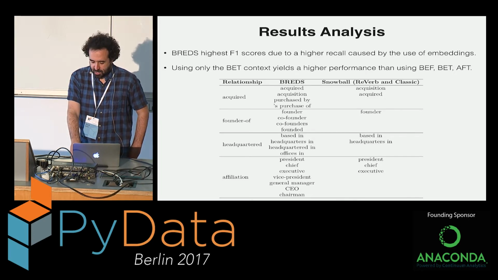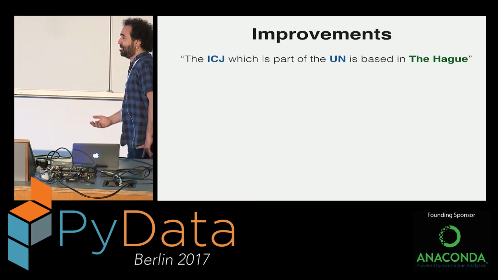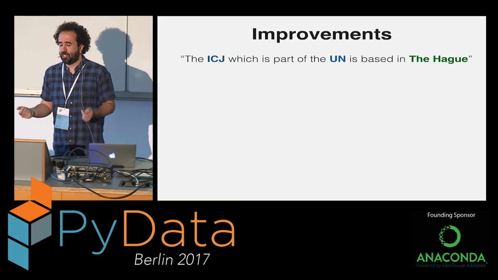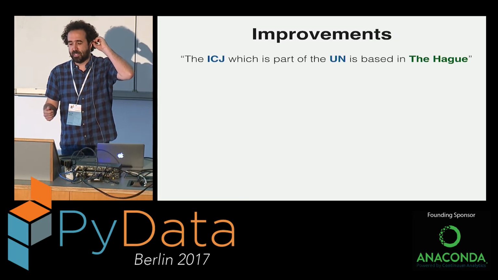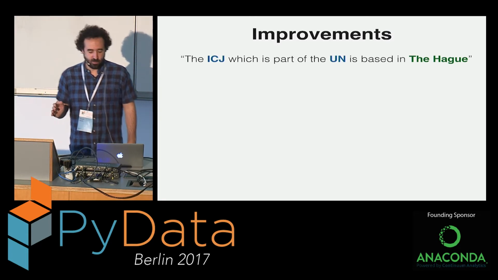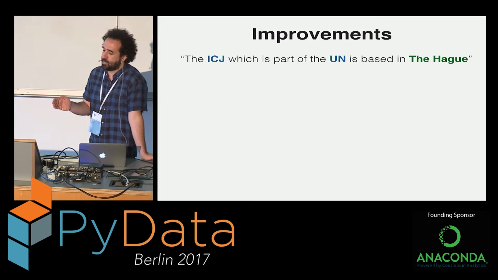Nevertheless, there are still some improvements that can be made to BREDS. I'm using part-of-speech tags just to find the words that mediate the relationship between 2 entities. And most of the time, almost half of the time, that's not enough, depending on how the relationship is expressed in the sentence.